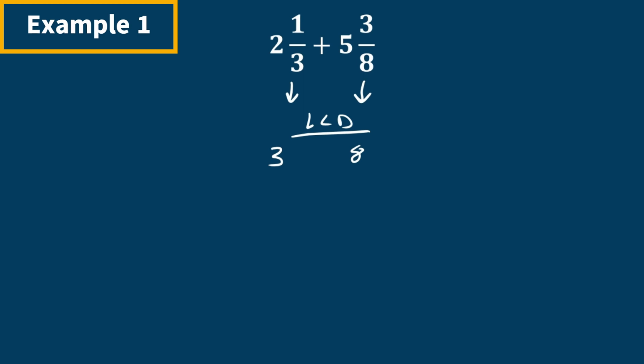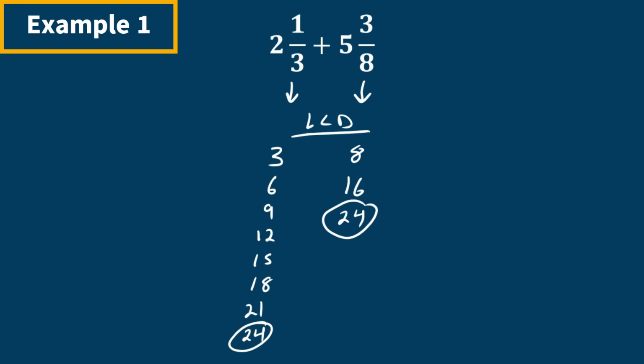So the LCD between these is basically just going over all of the multiples of these numbers, and whenever they have the same multiple, we're going to stop. So let's look at the 3. We have 3 times 1 is 3, 3 times 2 is 6, 9, 12, 15, 18, 21, and 24. And for the 8, we have 8 times 1 is 8, 8 times 2 is 16, and 8 times 3 is 24. So you can see here that 24 is on both columns. That means our LCD is going to be equal to 24.